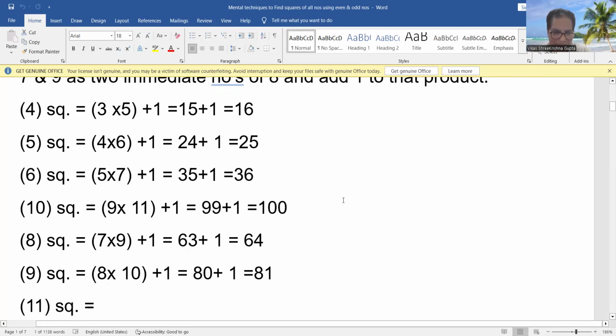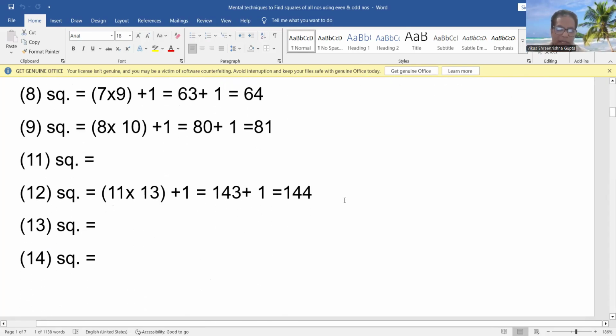These are small numbers which are very easy to find out. But you can use this concept for higher numbers also, like 12 square. Now 12 is an even number, and the immediate neighbors of 12 are 11 and 13. Means 12 comes between 11 and 13. You have to find the immediate numbers, one before the given number and one after the number. So the number before 12 is 11, the number after 12 is 13. The two numbers are 11 and 13, and both will be odd numbers because 12 is an even number. When the number is odd, the neighboring numbers will be even. When the number is even, the neighboring numbers will be odd.